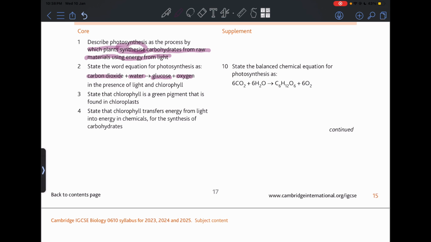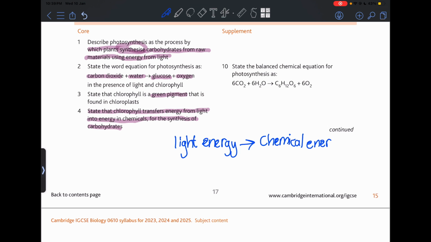Chlorophyll is only found in plants, so be careful. And it's also a green pigment. So this is what makes the plant, the leaf, green. Now you have to know that chlorophyll transfers energy from light into energy in chemicals for the synthesis of carbohydrates. It will basically transform light energy, which means the sunlight from the sun, into chemical energy, which is the glucose. So you have to know that, and this is basically the job of the chlorophyll.